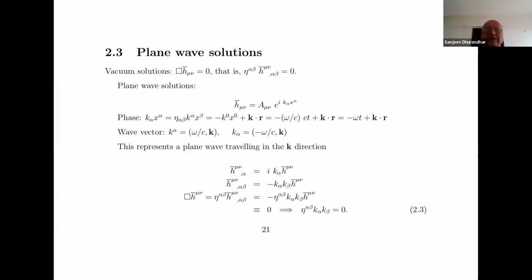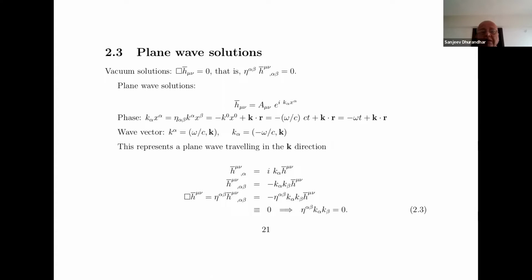Yeah, so h bar alpha. I keep on differentiating. I want to get h bar mu nu comma alpha beta. So h bar mu nu comma alpha is just i k alpha h bar mu nu, if you assume this kind of a form of the solution, h bar mu nu is A mu nu into e to the i k alpha x alpha. Then h bar mu nu comma alpha beta will bring in another factor of i k beta down. Okay, so that will make it minus k alpha k beta into h bar mu nu.